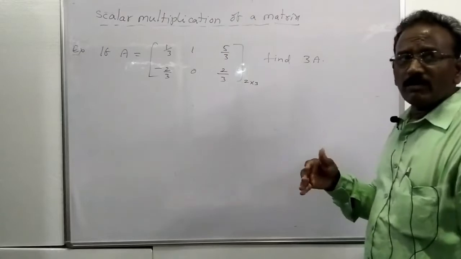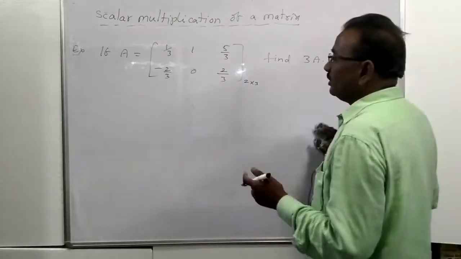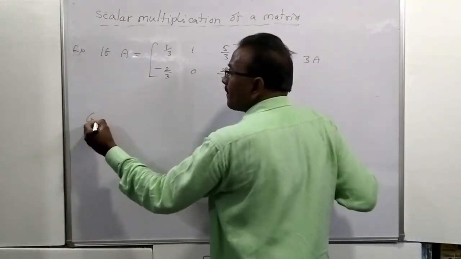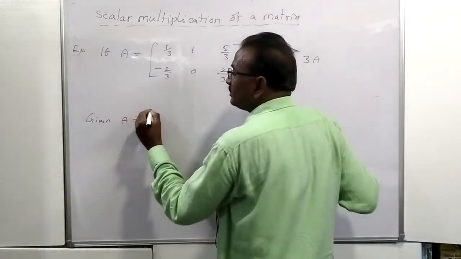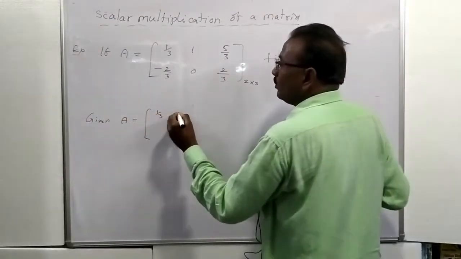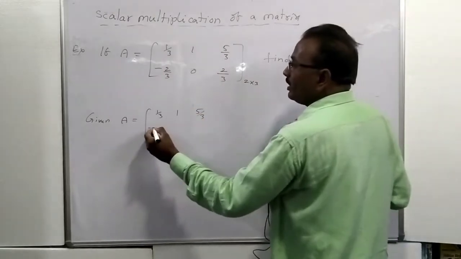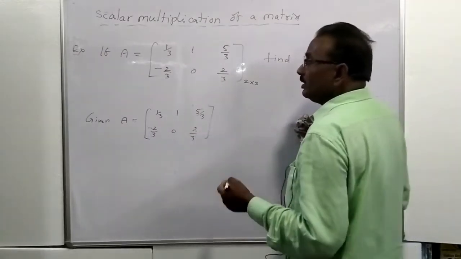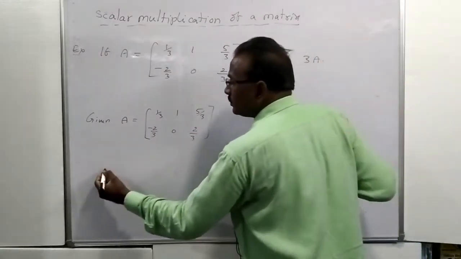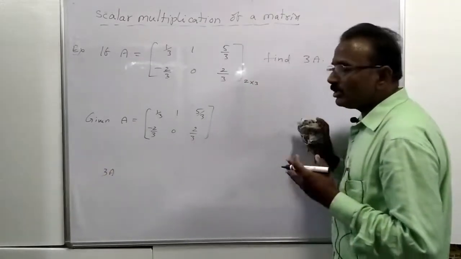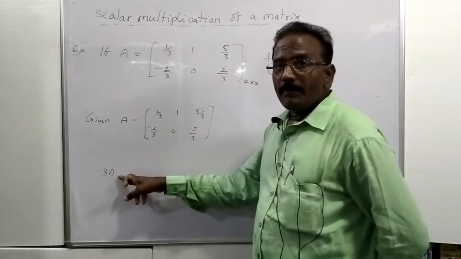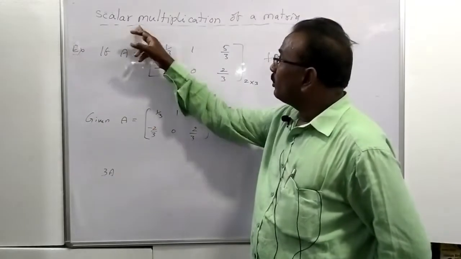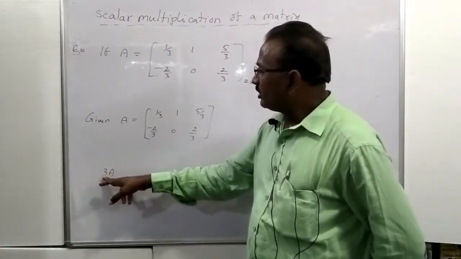If A is any matrix and 3 is a scalar, here the given matrix A is [1/3, 1, 5/3; -2/3, 0, 2/3]. You have to find the value of 3A. So 3A means 3 is a scalar, meaning a constant, and A is a matrix. So 3 into A means scalar multiplication of a matrix. That is, 3 is a scalar, A is a matrix.